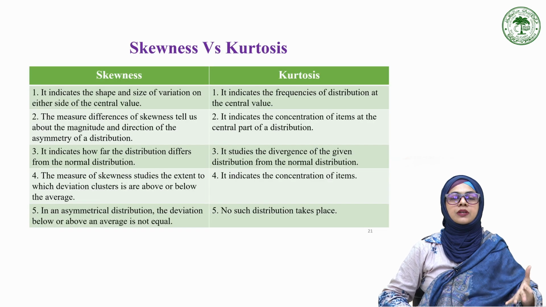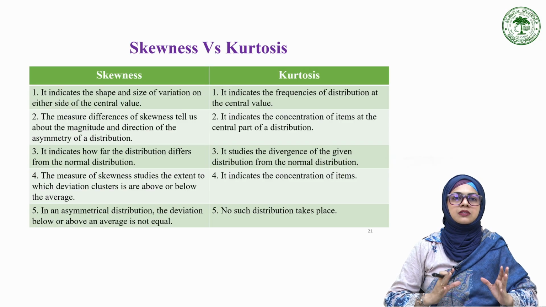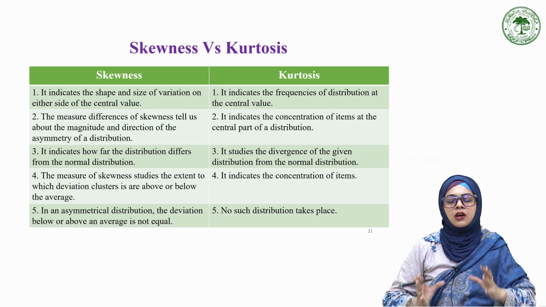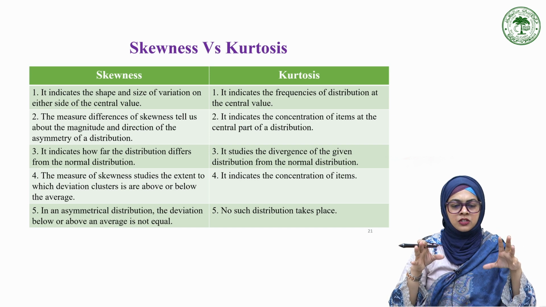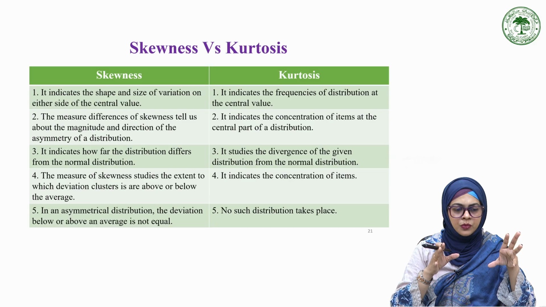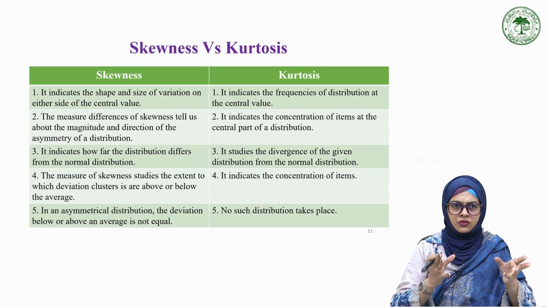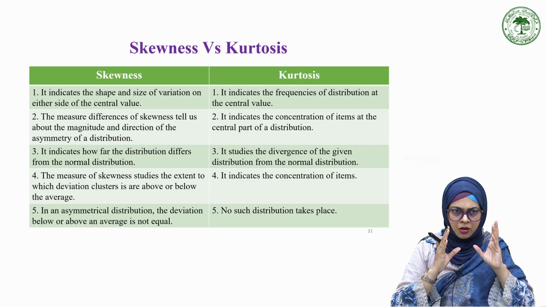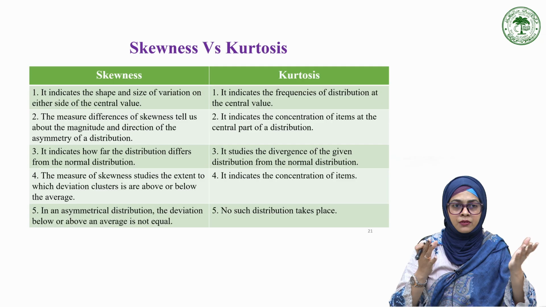Now coming to skewness and kurtosis, this is a tabular form in which skewness is differentiated from kurtosis. If you pause the video and read the points, you will understand how skewness is talking about the shape and variation on either side of the central value, right? That is, it's talking about the mean. It is indicating how far the distribution differs from the mean.